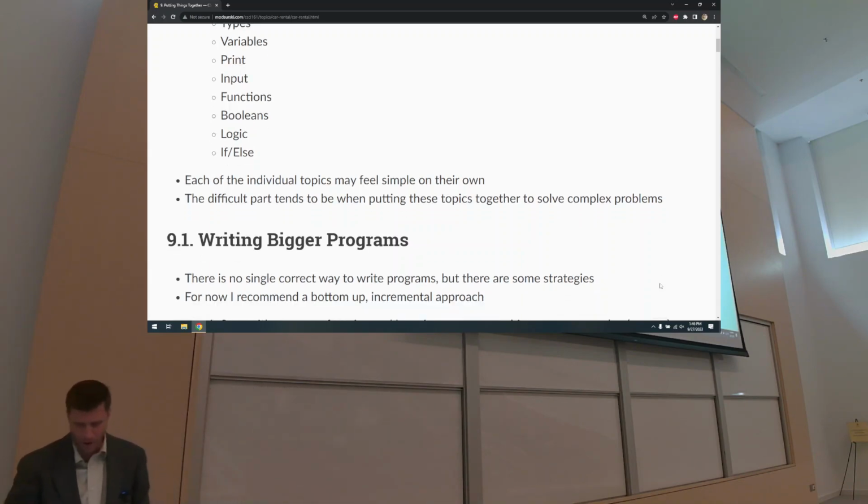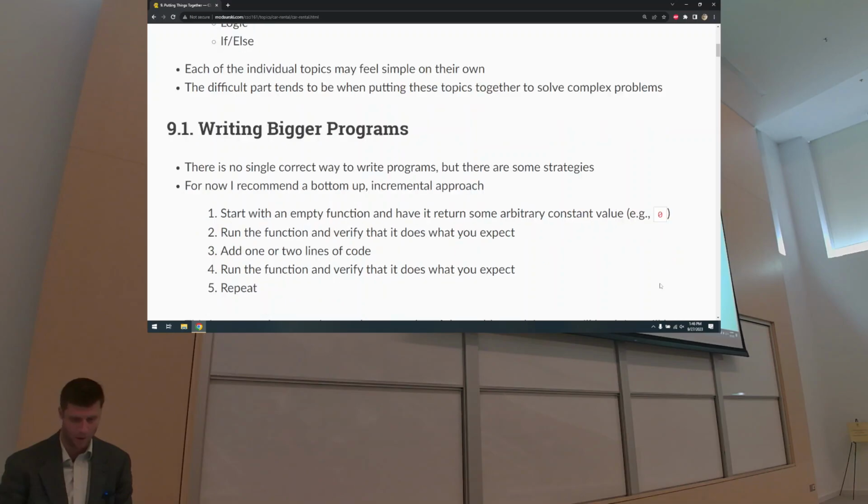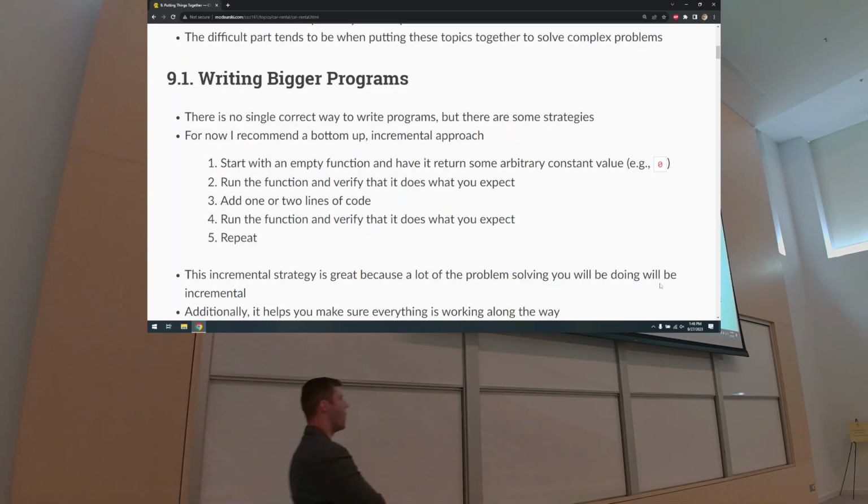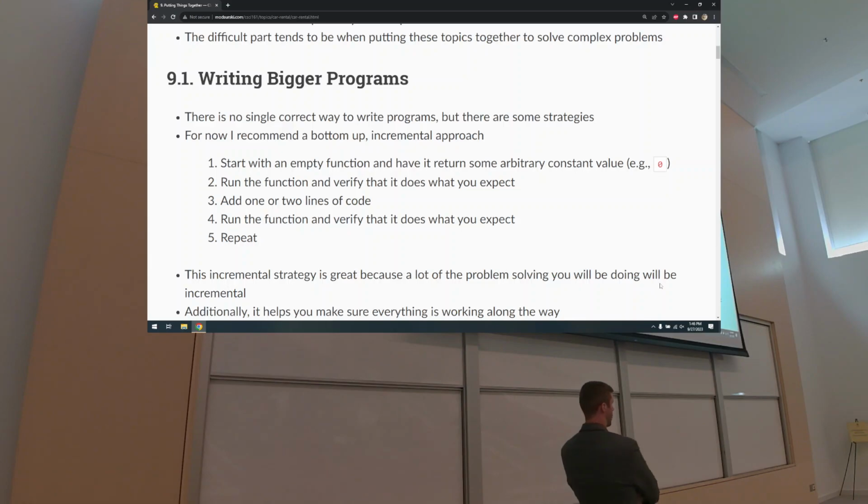The difficult part is when putting these together to solve complex problems. So writing bigger programs. There's no correct way to go about it: you get a problem, let's write code for it. There's no right way to do it. There's no correct way. There's various strategies people use to cope, but there's no right way to do it.